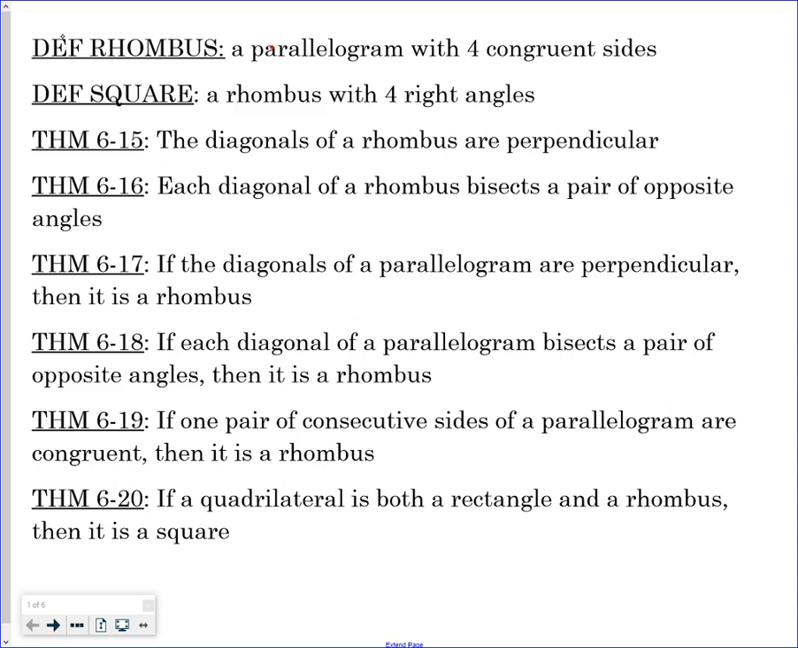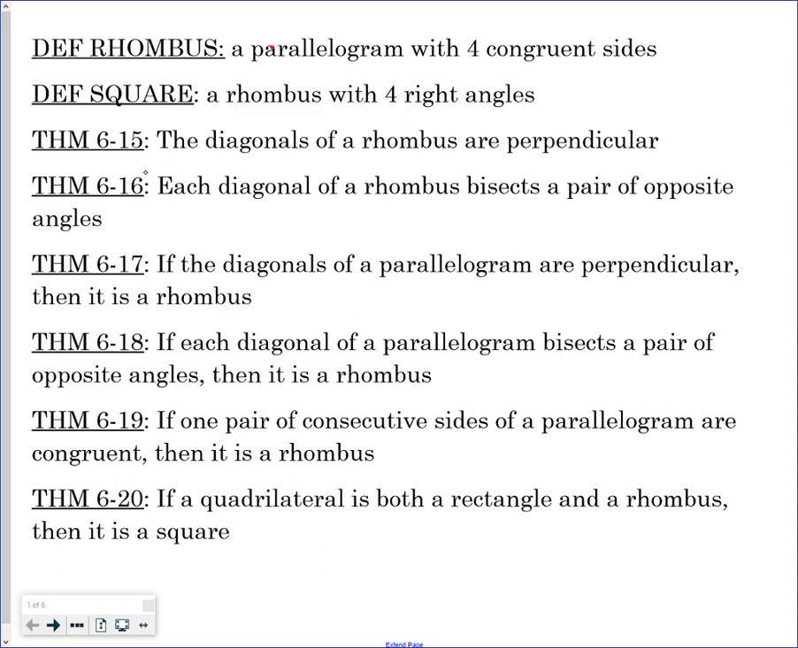So we're going to talk about a rhombus first. The definition of a rhombus is a parallelogram with 4 congruent sides, right? Then the definition of a square is a rhombus, so a parallelogram with 4 congruent sides, with 4 right angles, right? So a square is a super special parallelogram, I guess, okay?